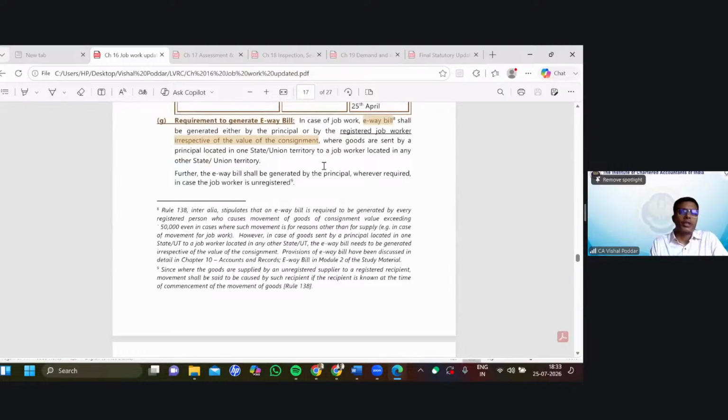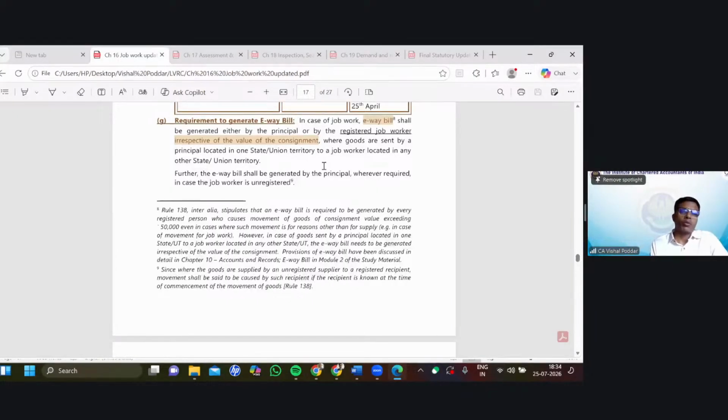Now, e-way bill. So, as we know that e-way bill has nothing to do with supply. It is a document evidencing movement. So, in such cases, wherever goods are sent either by principal to job worker, job worker to job worker, or job worker to customer, or job worker to principal, in all these cases, the movement has to be supported by proper documents. One, we have seen delivery challan. Another important document is the e-way bill.